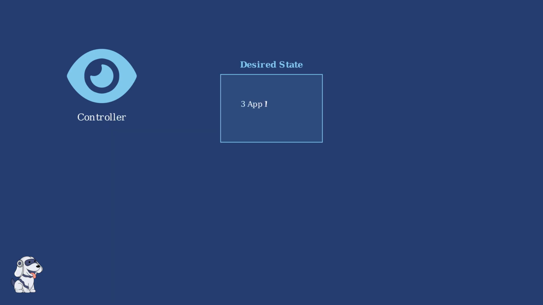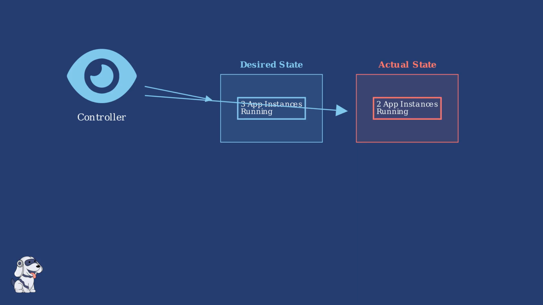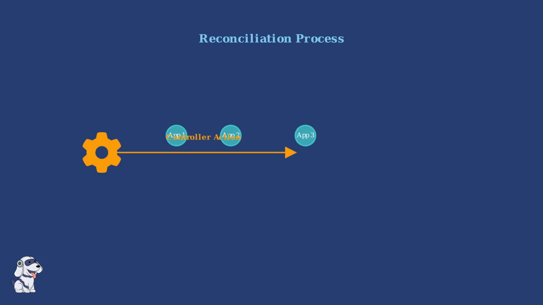Controllers work by constantly comparing two things: the desired state that you've defined and the actual current state of your cluster. The controller continuously monitors both states. In this example, you want 3 instances of your application running, but only 2 are currently active. When the controller detects a difference, it immediately takes action to reconcile the states. Since we need 3 instances, but only have 2, the controller will create a 3rd instance.